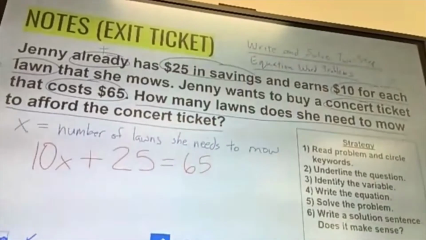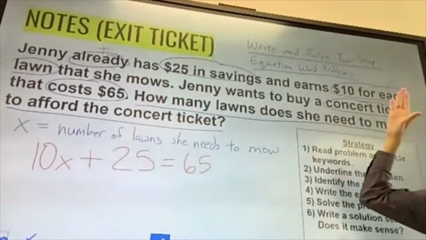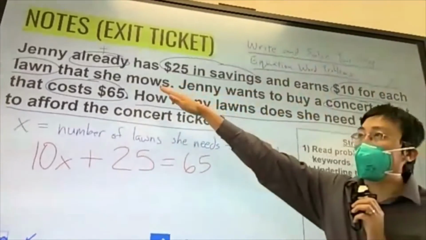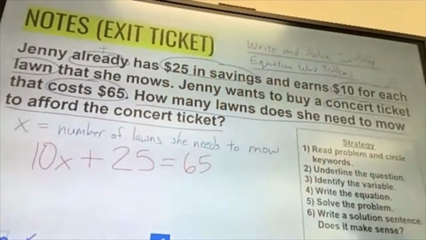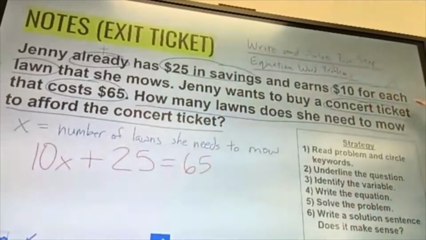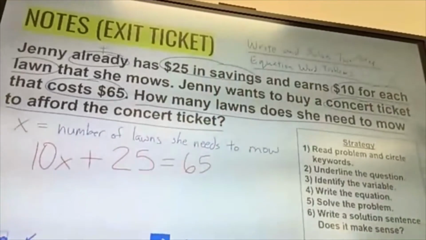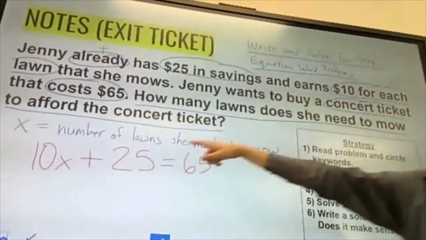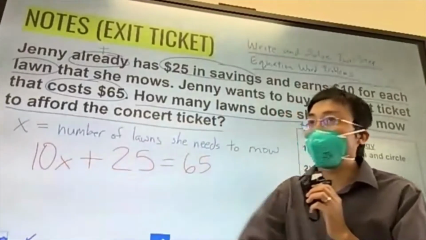So once again, to summarize, we knew that it's an addition part because of the word already and the savings that we're adding. So we're adding $25. We also know that it involves multiplying because of the word each. And you're multiplying $10 for each lawn that she needs to mow.